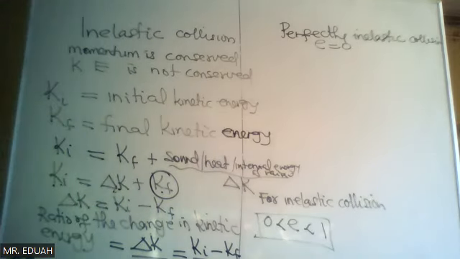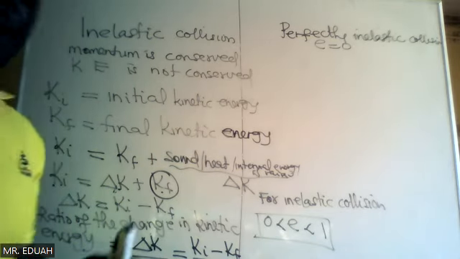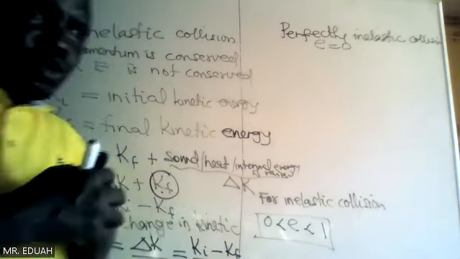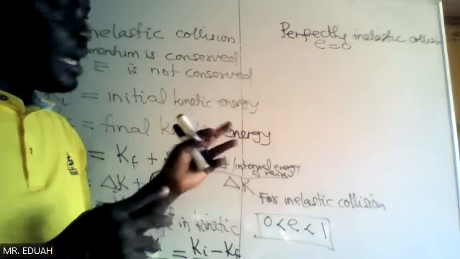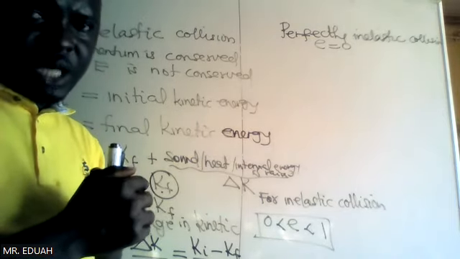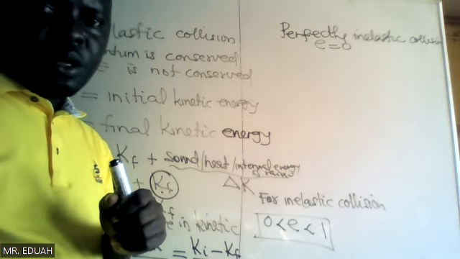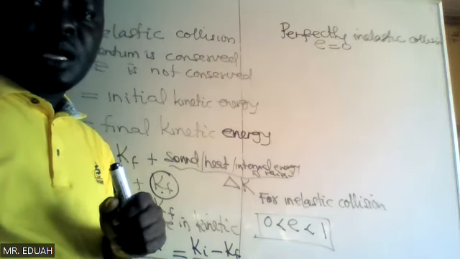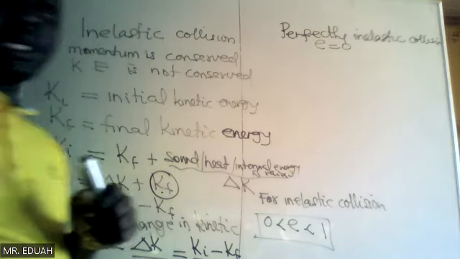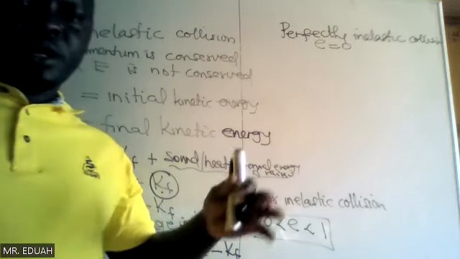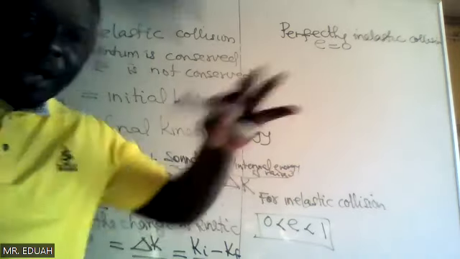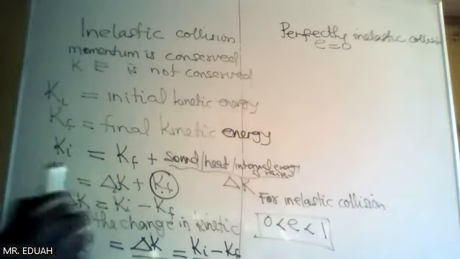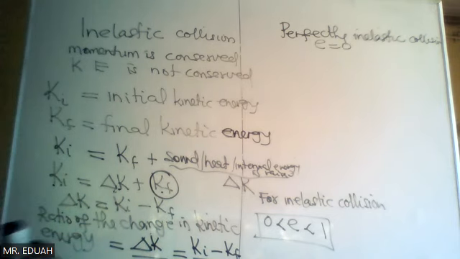In a perfectly elastic collision, momentum is conserved. But in a perfectly inelastic collision, the two bodies join to form one unit, or what we call a composite body, and travel with a common velocity.